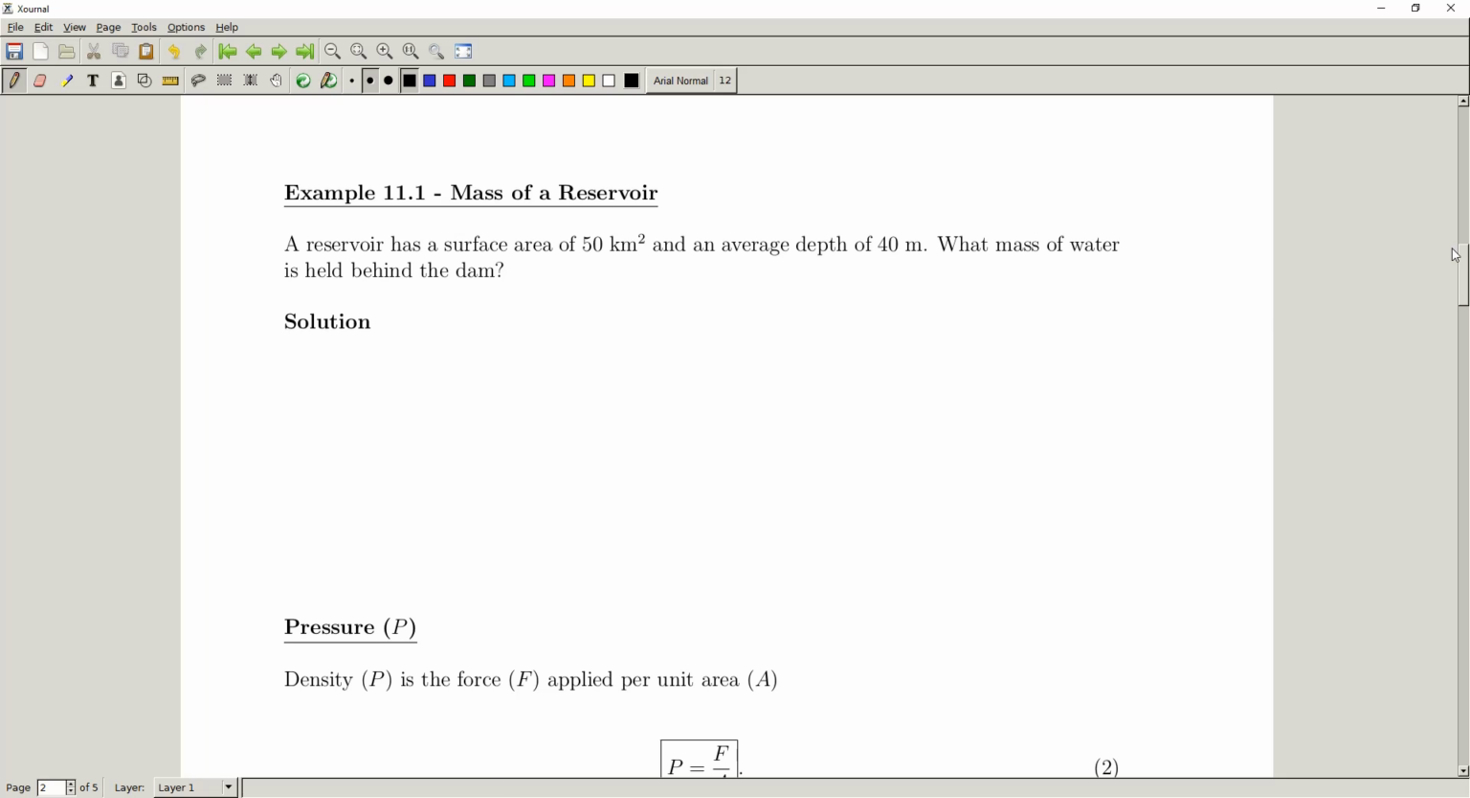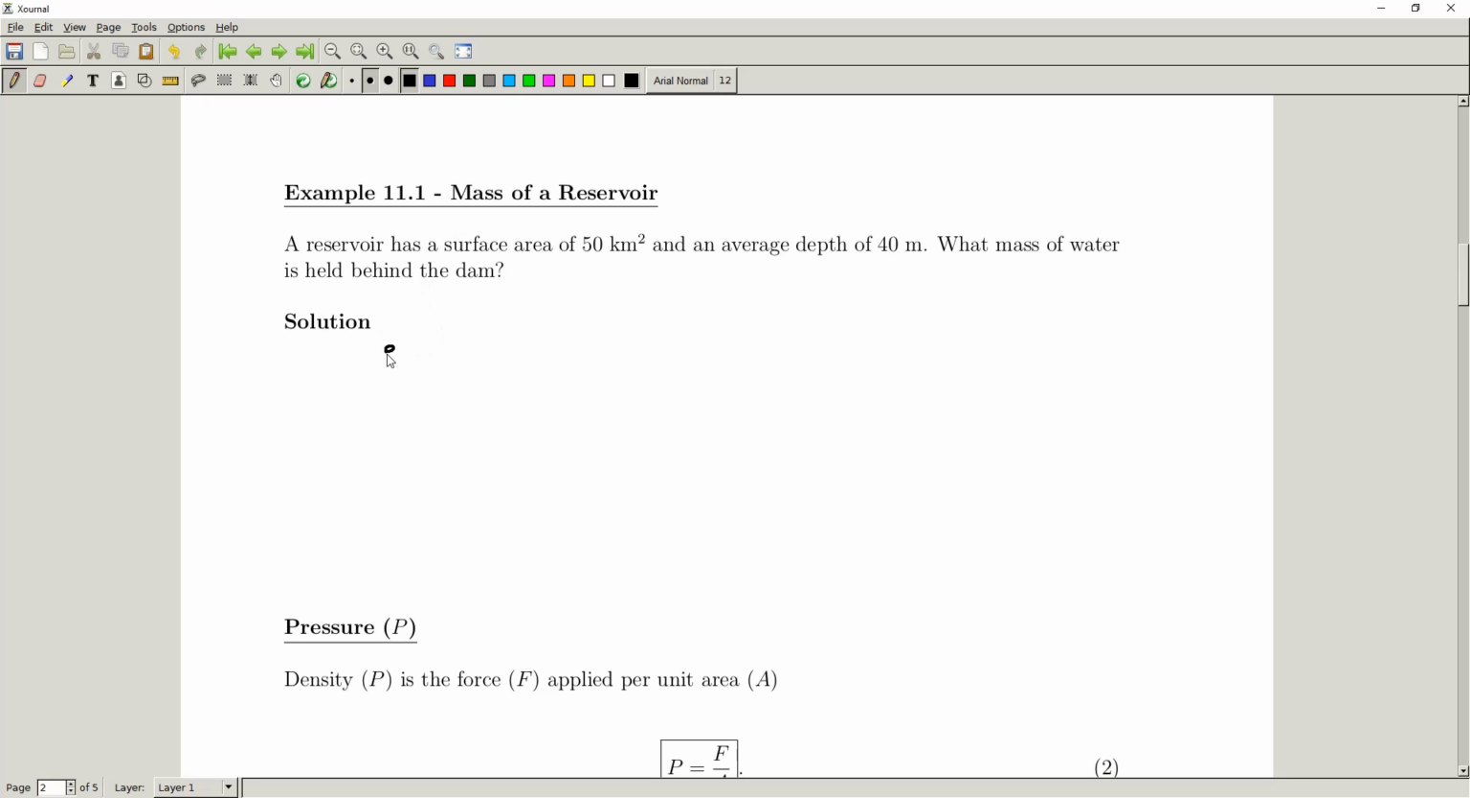And we want to know what's the mass of water held behind the dam that contains this reservoir, right? So we're basically looking at the mass of water held in this volume, which is defined by a surface area of 50 kilometers squared and a depth of 40 meters on average. In the text they have a nice picture of a dam in China here, but we're not going to have the picture. Let's just concern ourselves with the calculation, right? So if we wanted to solve a problem like this, what would we do?